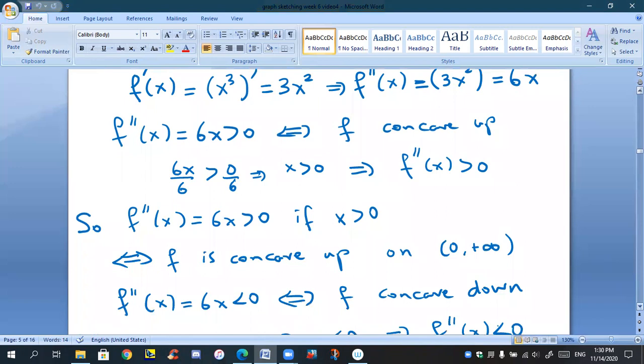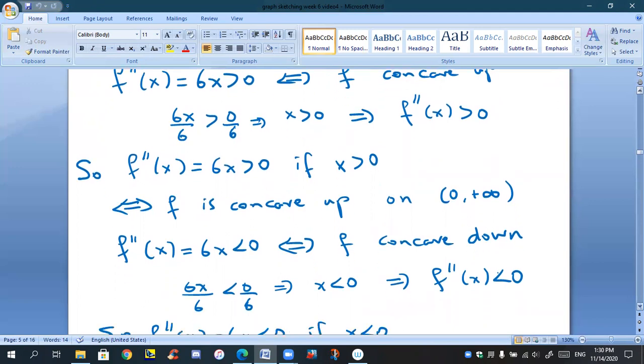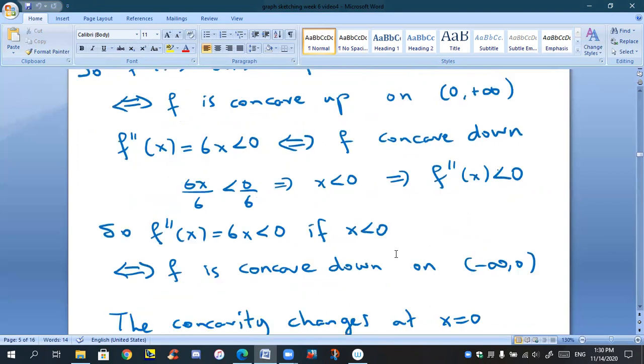And then if we look at the second derivative, and if the second derivative is negative, then f will be concave down. So when can 6x be negative? If x is negative, 6x will also be negative. So if x is less than 0, then f double prime will be negative, which means on the interval minus infinity to 0. Because x less than 0 means negative numbers, x greater than 0 means positive numbers. So for positive numbers, f double prime is positive, so f is concave up.